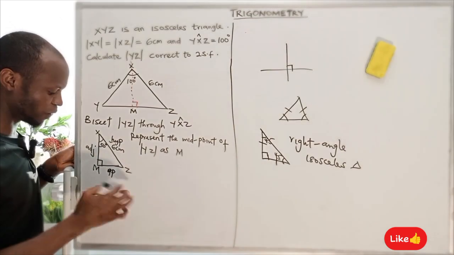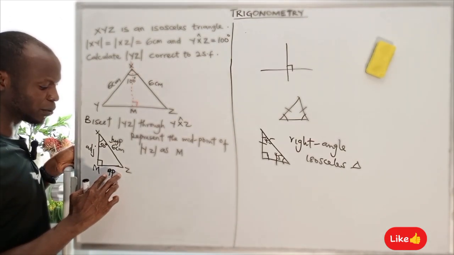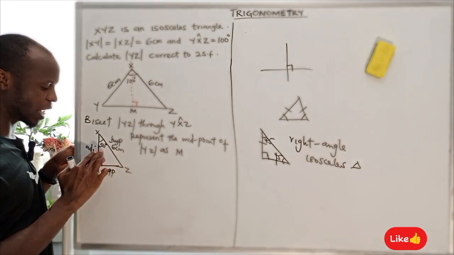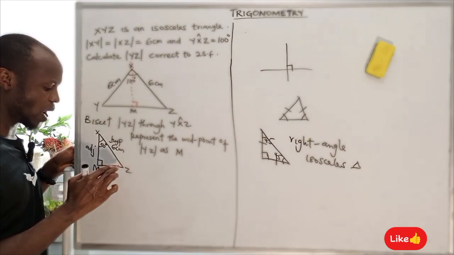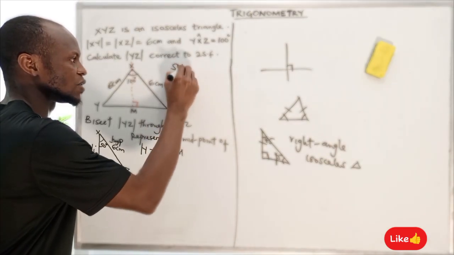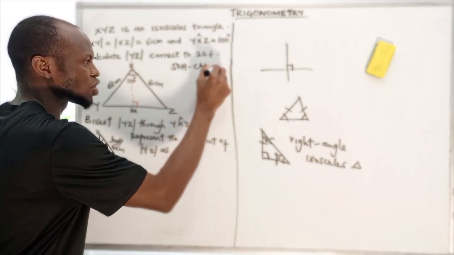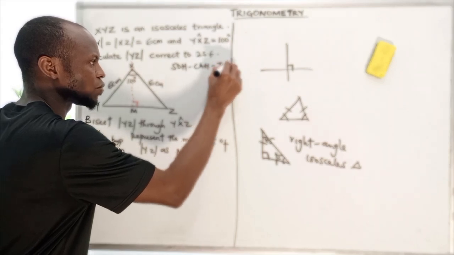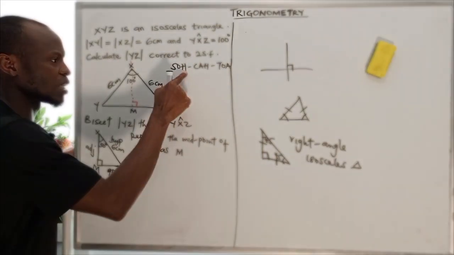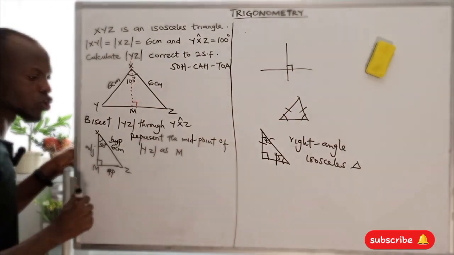So what do I want to find? I want to find my side MZ, which is my opposite. So I know my hypotenuse and I know my angle. Which one talks about opposite and hypotenuse? And that is sine. SOHCAHTOA. Don't forget SOHCAHTOA. That is the principle of trigonometrical ratio. Opposite, hypotenuse. Automatically, if I want to find this, I will use what we call sine.